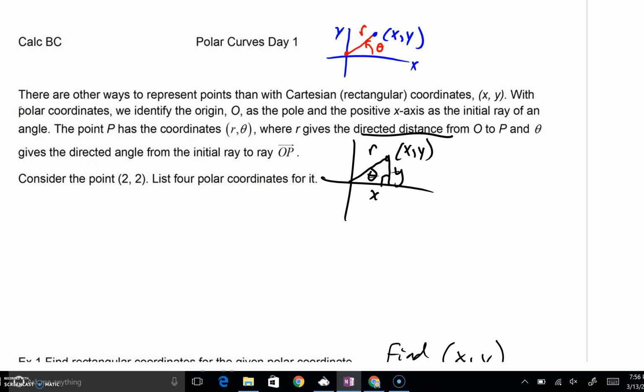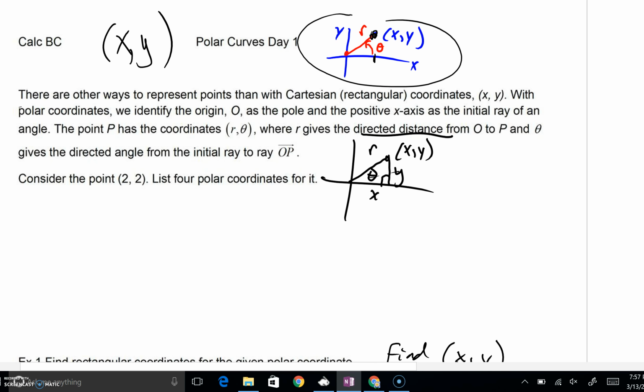In Calc BC, we're looking at polar curves, day 1. We're used to plotting points with x comma y, where if you were to look right up here at the top of the screen, we can go x steps to the right or left, and then up y steps or down y steps. We will get to this point.